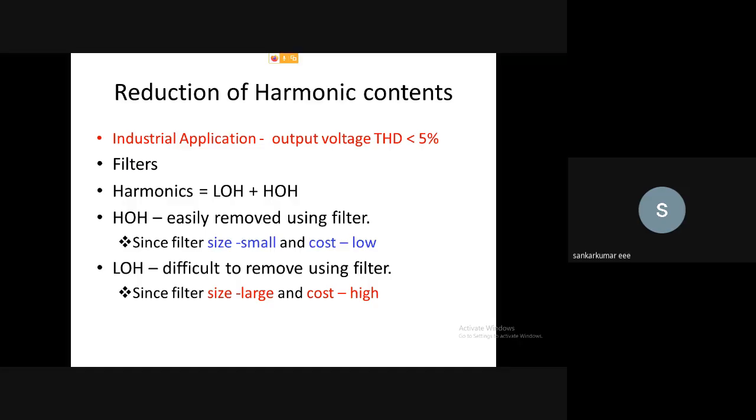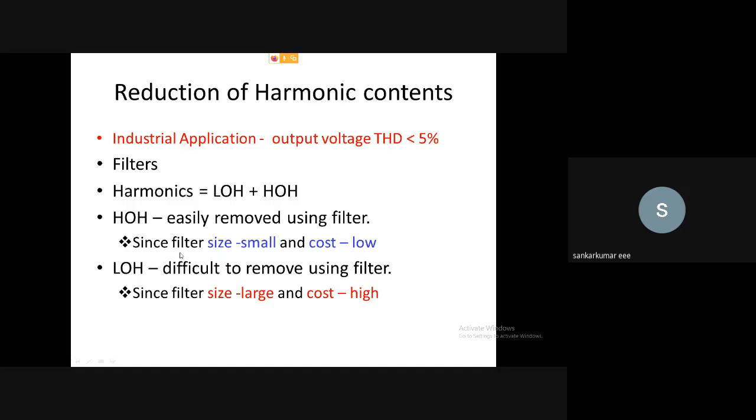And in single phase, the third and multiples of three will also be present. So the lower order harmonics will depend upon the order. Up to 11th order we can have as the lower order, and beyond 11 we can have the higher order harmonics. Beyond 11 means 13, 15, and up to n we will have the higher order harmonics. Already I have told that the higher order harmonics can be easily removed using a filter.